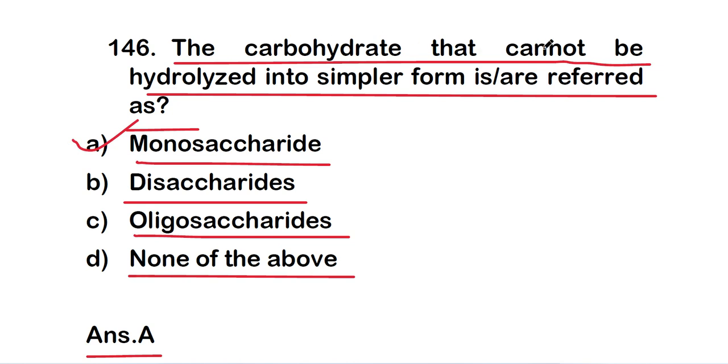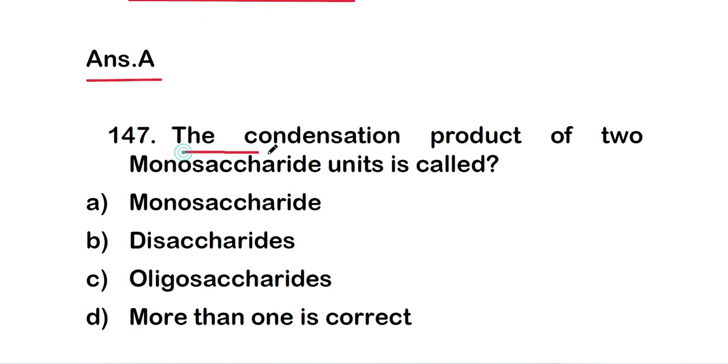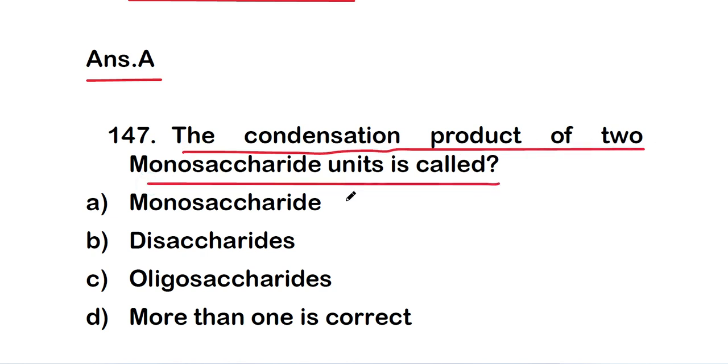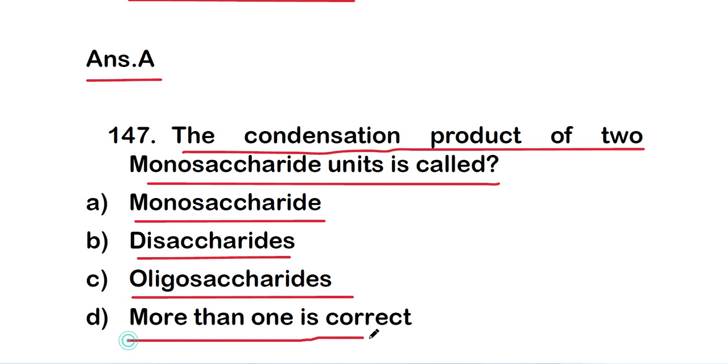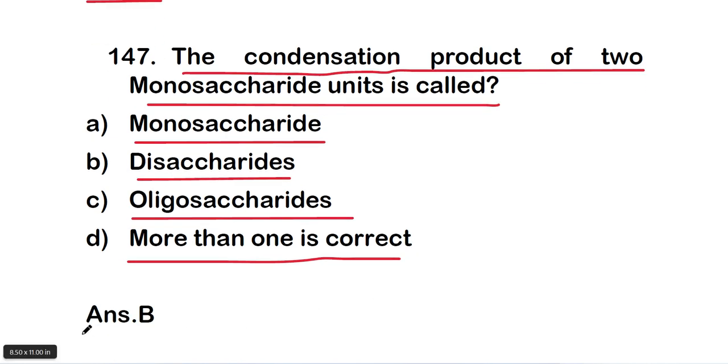So the carbohydrate that cannot be hydrolyzed into simpler form is referred to as monosaccharide. The next one is question number 147. The condensation product of two monosaccharide units is called option A monosaccharide, option B disaccharide, option C oligosaccharide, option D more than one is correct. The right answer is option B, that is disaccharide. So the condensation product of two monosaccharide units is called disaccharide.